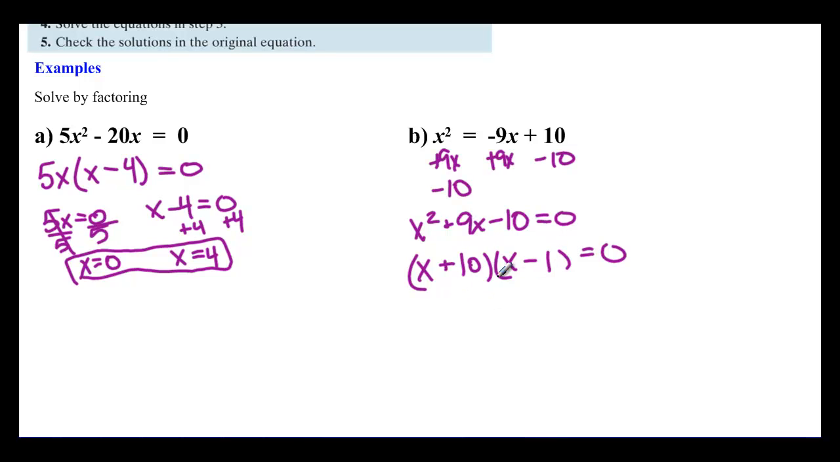And then we're going to take each of these and set equal to 0. And here we're going to subtract 10 from both sides to get that x is negative 10. And here we're going to add 1 to both sides to get that x is 1.